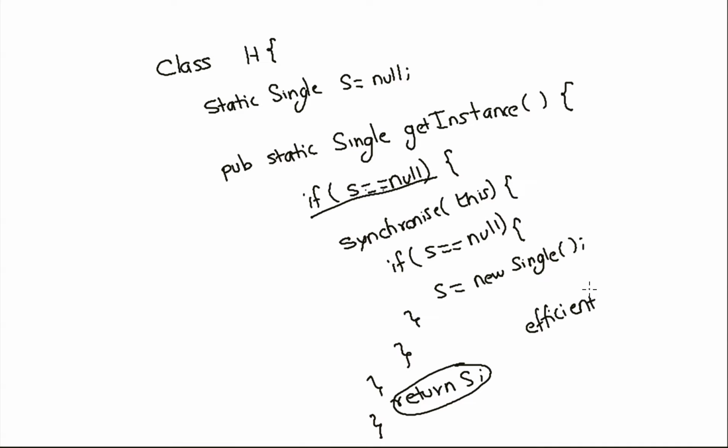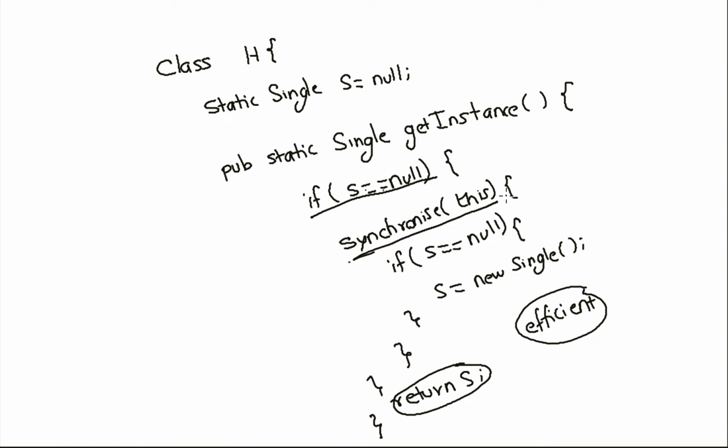Now we have to take care of the first time when the object is created, and during that time the synchronization is required. So when this get instance is called first time, at that point of time we have to make it safe for the multi-threading. So when s is equal to null, it is the initialization phase. So we have to synchronize this for the entire object. Now this block is basically synchronized.